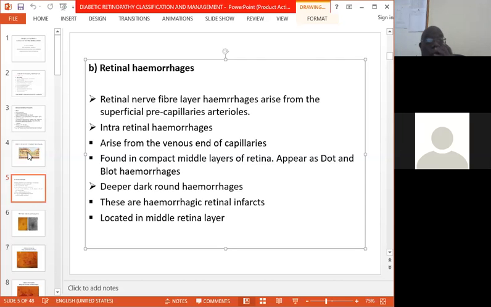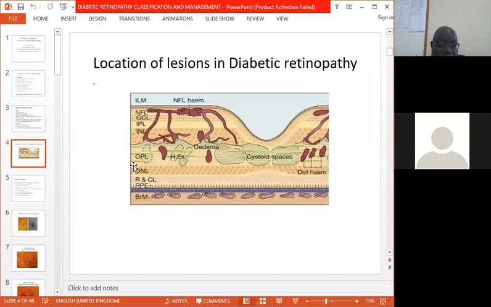So I think it's the concept of this that will show you. The nerve fiber layer is more bright. As you go deep, they become round like that. These cystoid spaces are also a combination of fluid coming from the retinal capillaries to form fluid spaces, which they refer to as cystoid spaces.